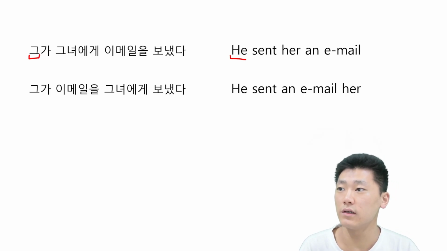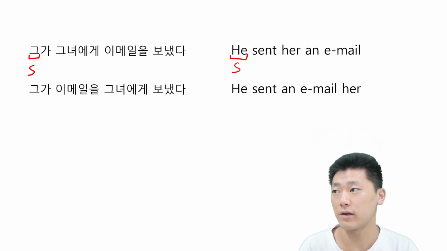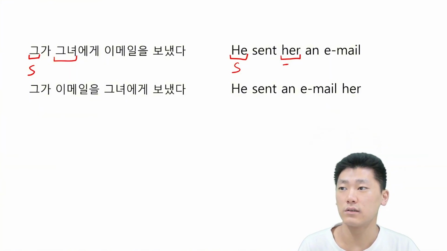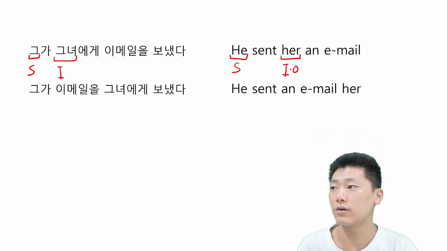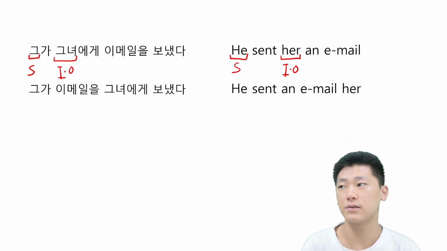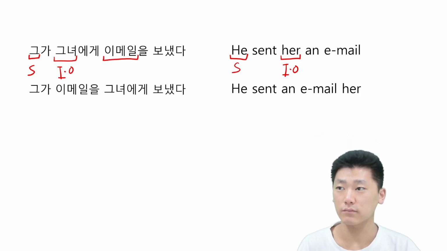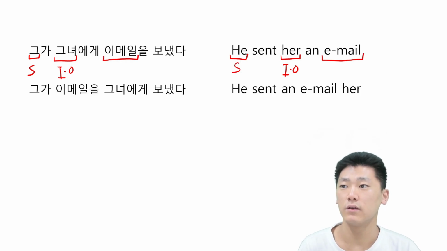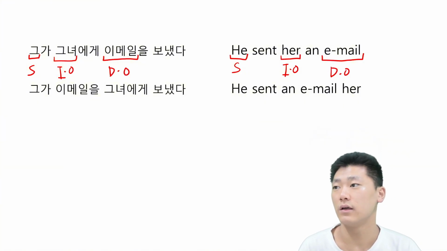So 그 means he, which is the subject, and 가, we will talk about this later, and 그녀 means her, which is indirect object, because she is the one who receives the verb, and 에게, we will talk about this later, and email means email, which is direct object, because it is the thing that receives the verb, and 을, we will talk about this later, and 보냈다 means sent, which is the verb.